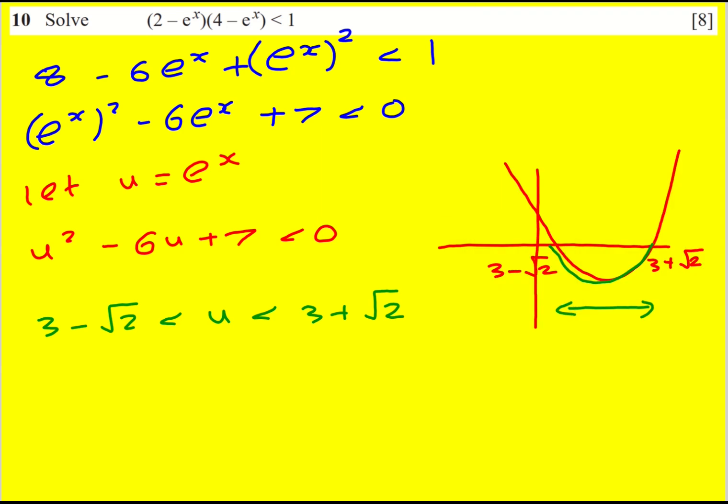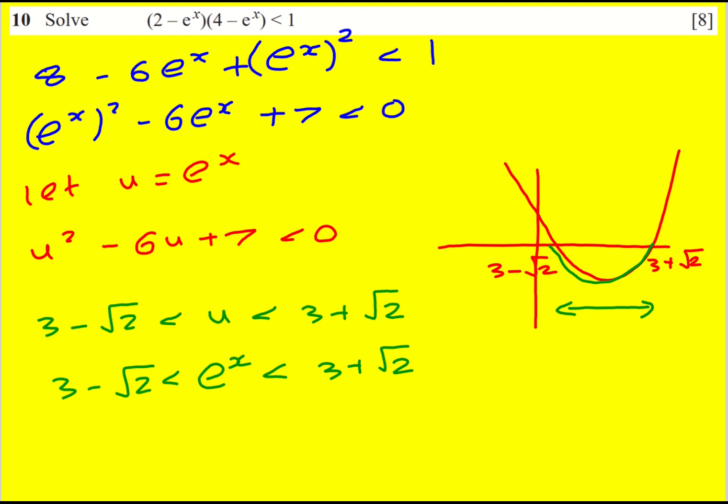Right, we're not quite done. Remember, this was a substitution. I do think a substitution here is quite good because there's so much going on otherwise. Let's just get it as a quadratic and then rewrite it as e to the x is between these values.